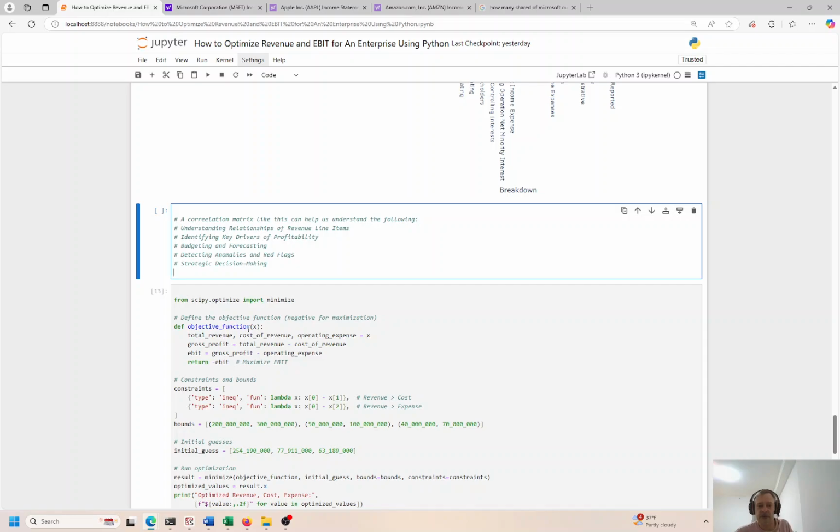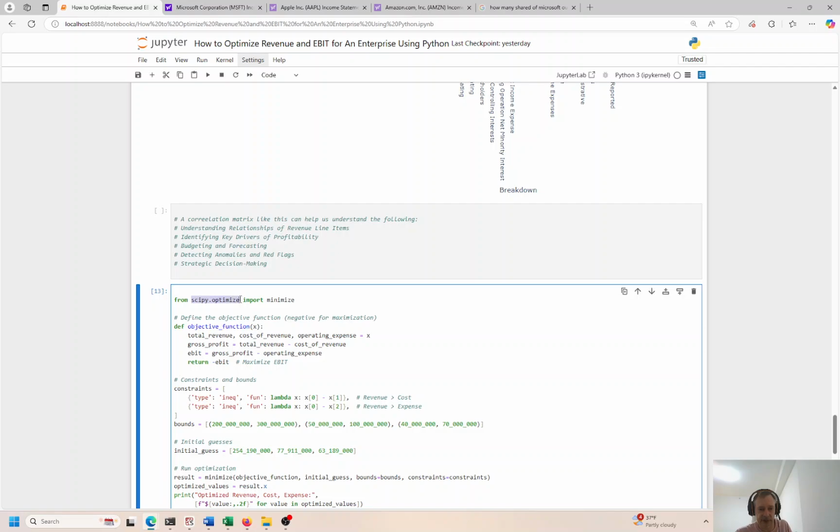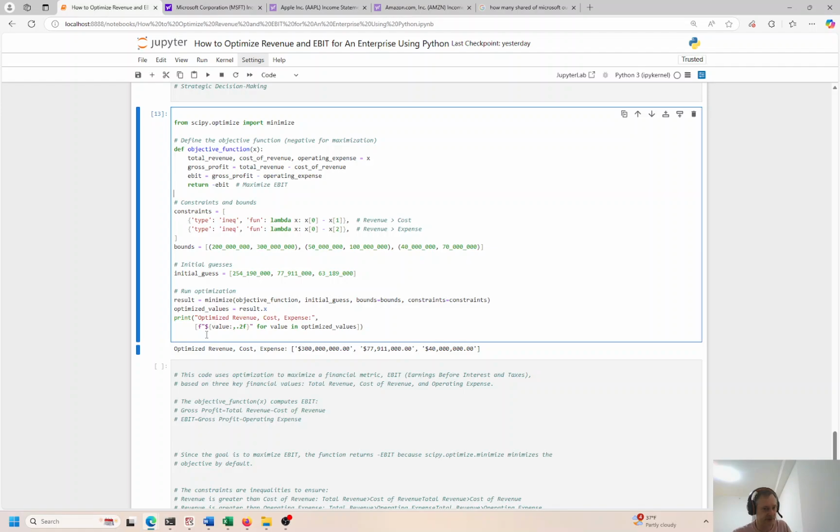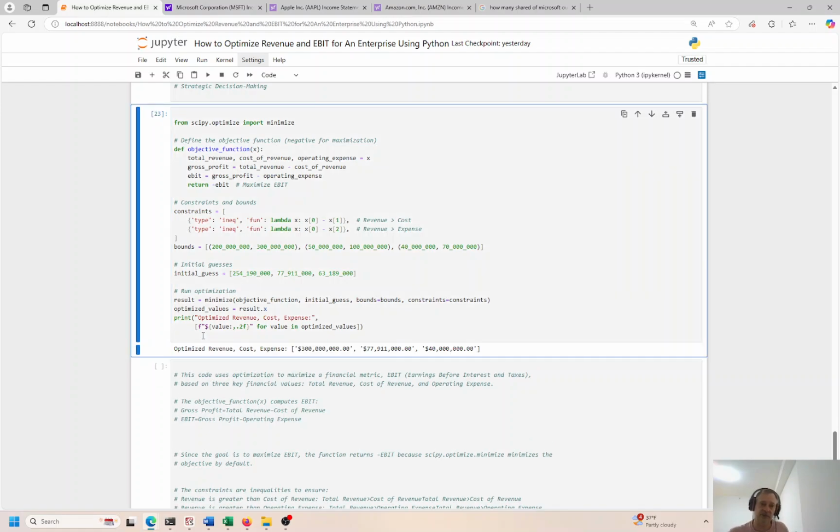So now we're going to go ahead and use an optimizer. So I apply optimize. We're looking at total revenue, cost of revenue, operating expense, and then gross profit, which is total revenue minus the cost of the revenue, and EBIT, which is gross profit minus operating expenses. And we're trying to maximize the EBIT, okay? And we'll see in just a minute how this works. Let me hit Control Enter to refresh it. And we see the optimized revenue, cost, and expense are these numbers, right?